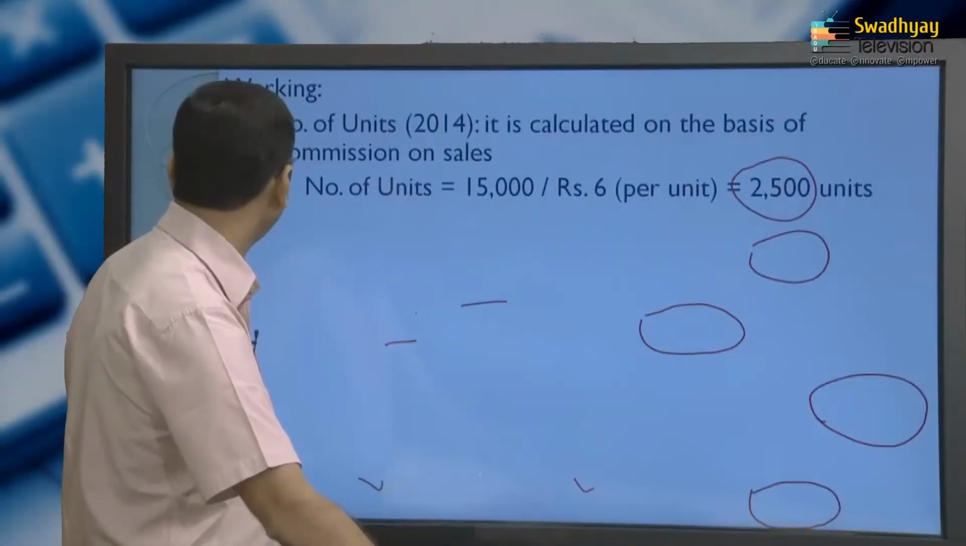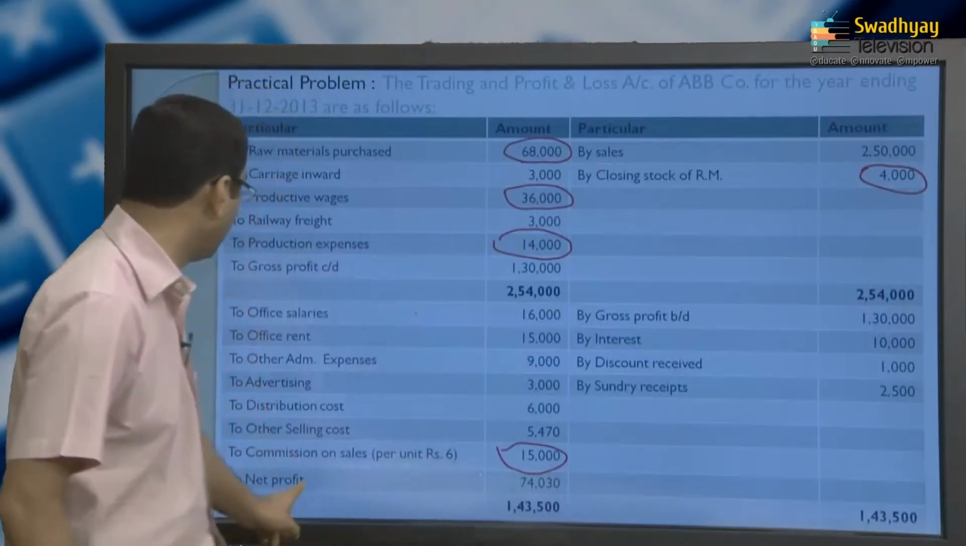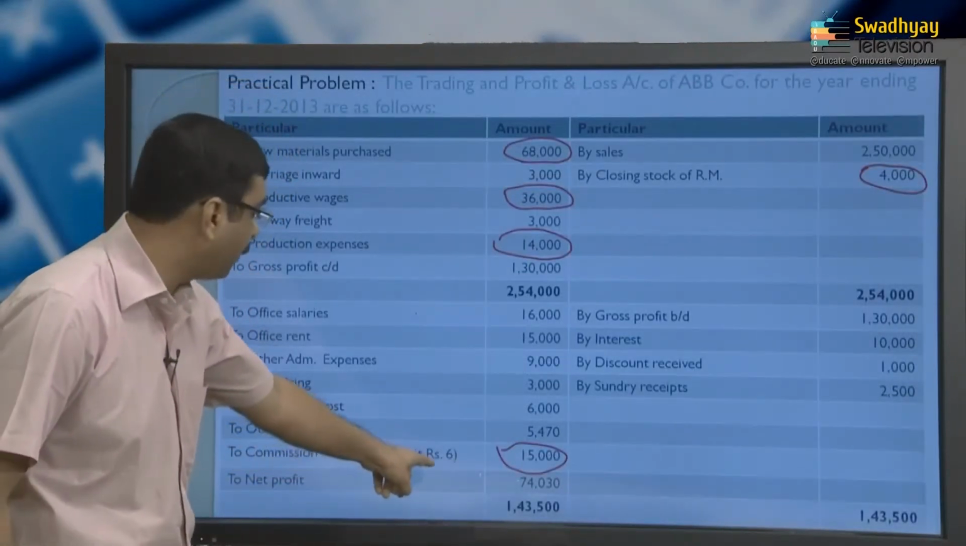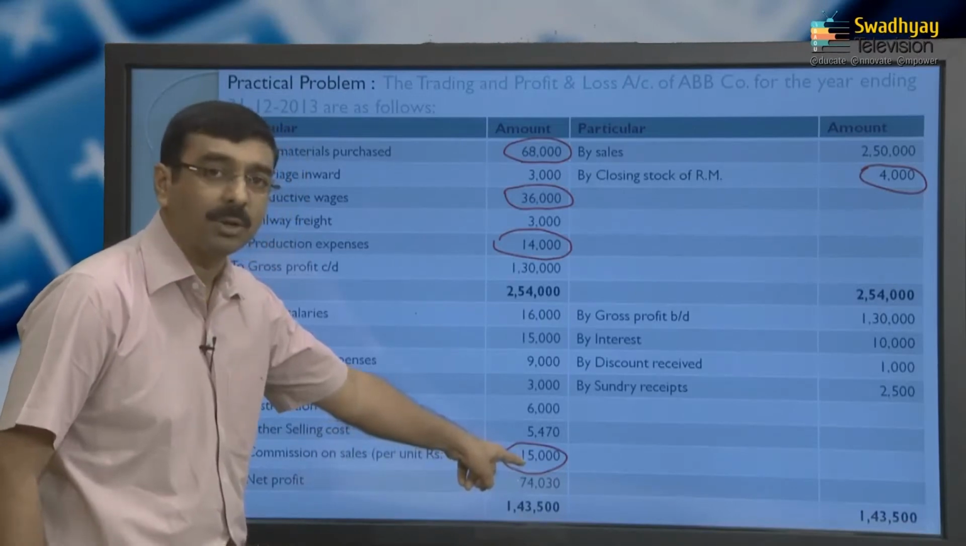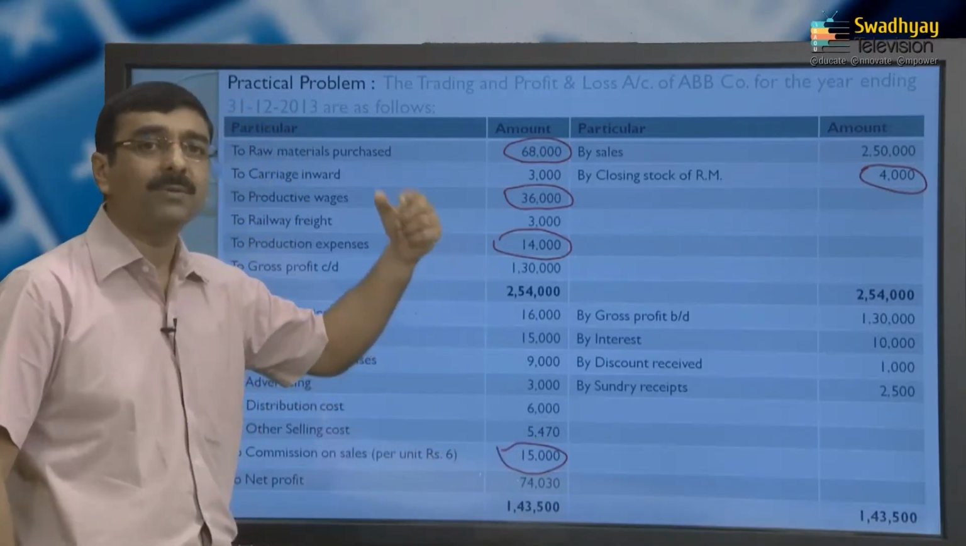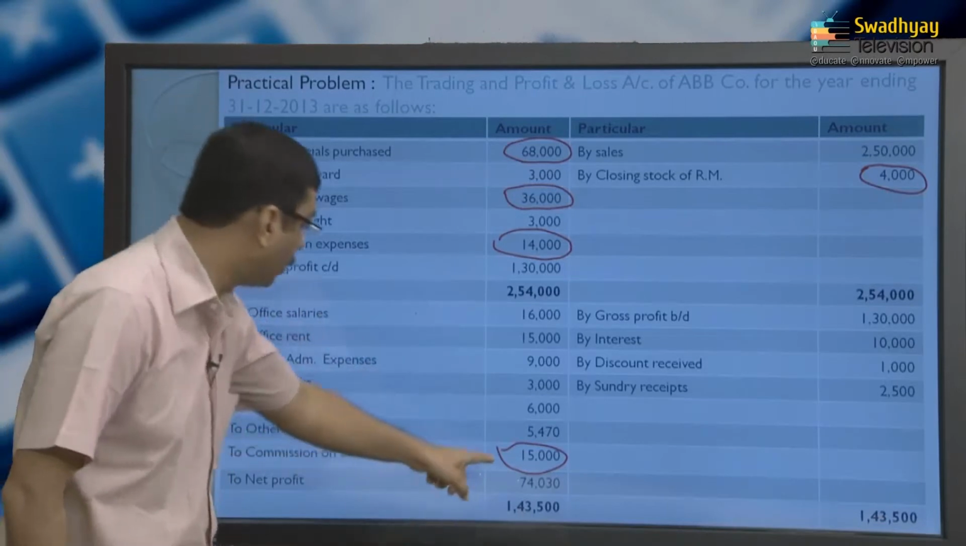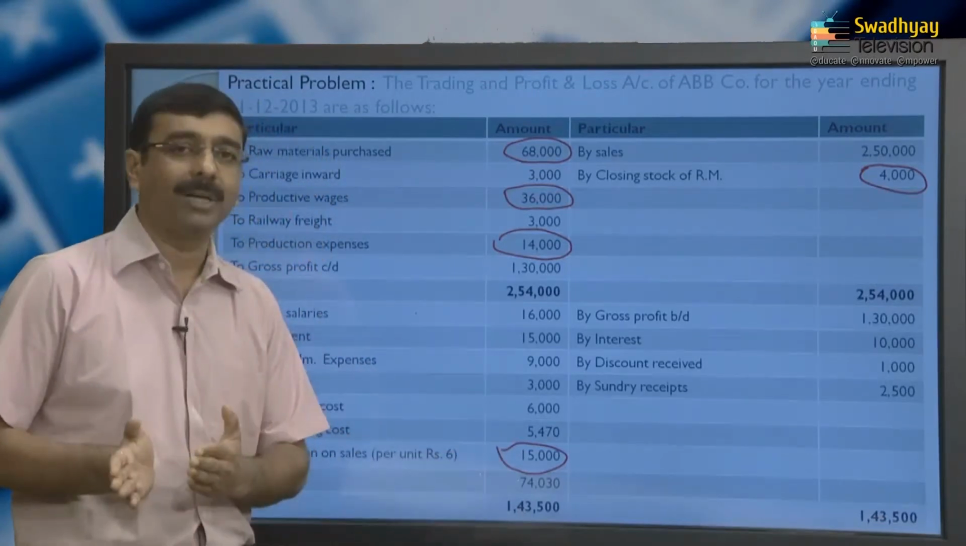It shows that the commission on sales is 6 rupees per unit, and it comes to 15,000 rupees. We will also find out how many units were manufactured in the year 2013 on the basis of this only. It comes to 2500 units.